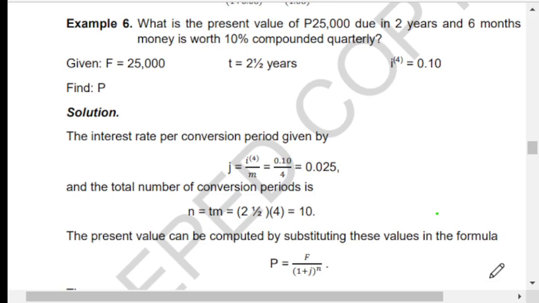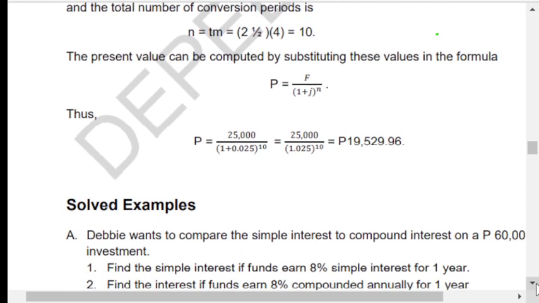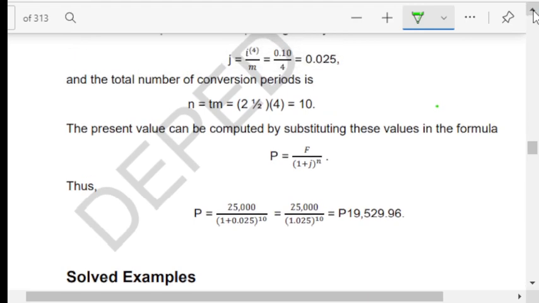10. So to find the present value, it should be P is equal to F over 1 plus J to the power of N. So kaya nga itong J, 0.25 man, 0.025, so therefore we have 25,000 divided by 1.025 exponent 10. The answer is 19,529.96.